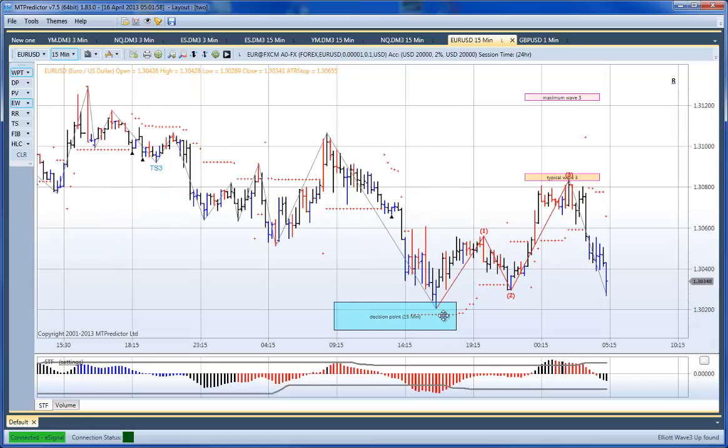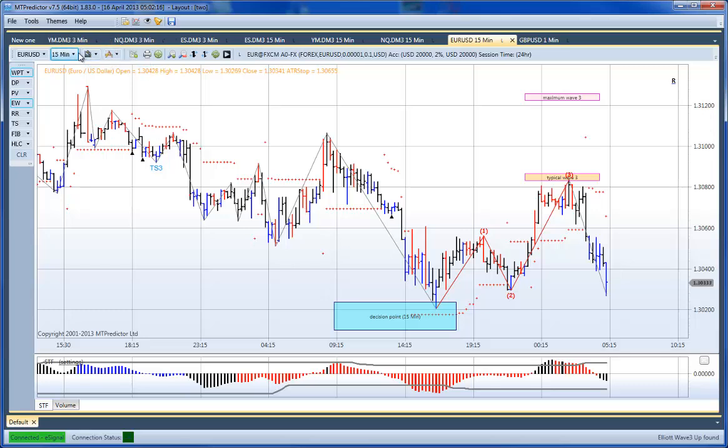If the market makes a low at a large degree support zone, as it did here, we're then waiting for the initial rally. We're then assuming that's going to be a wave 1. We're then looking for the initial correction down into here, which we assume is going to be a wave 2.